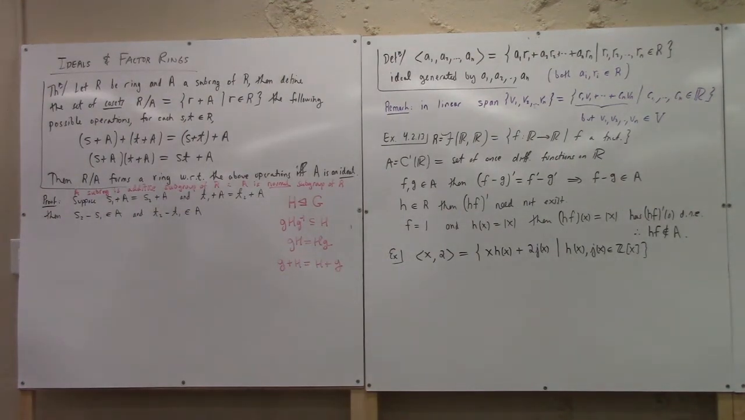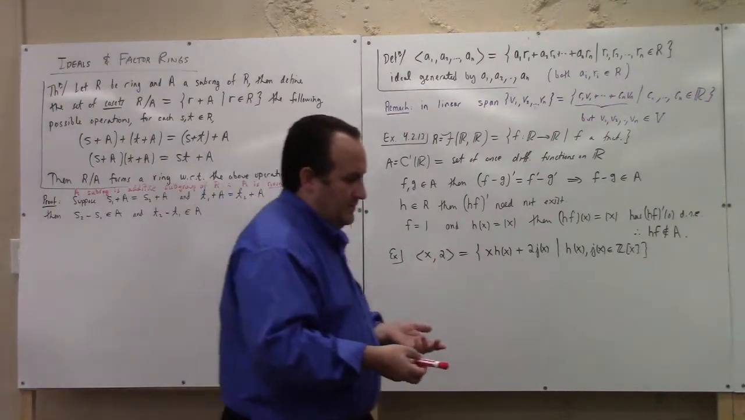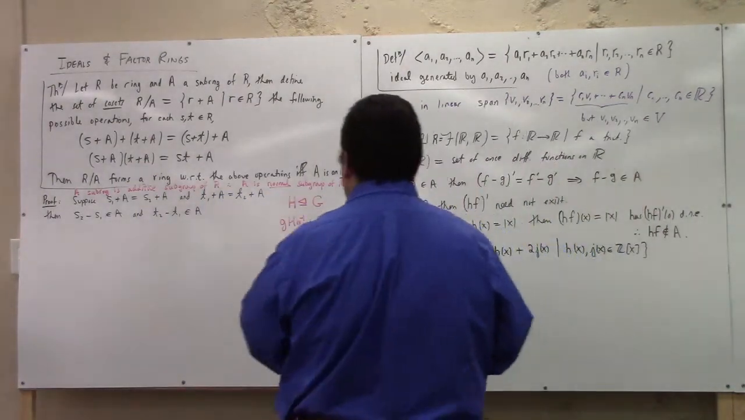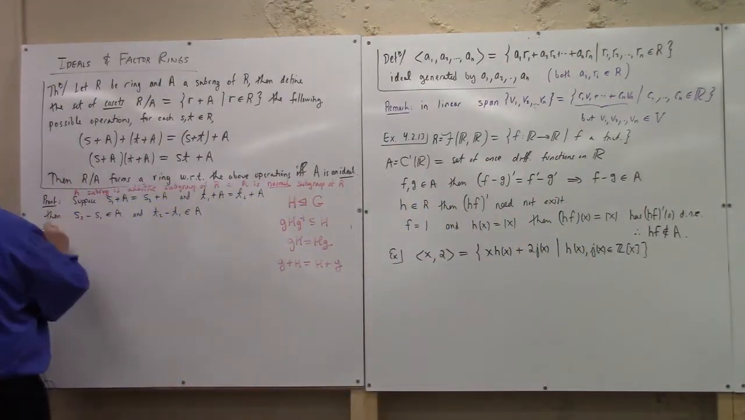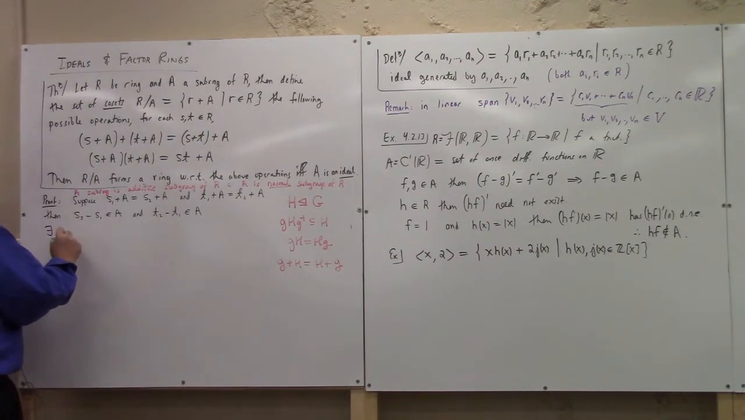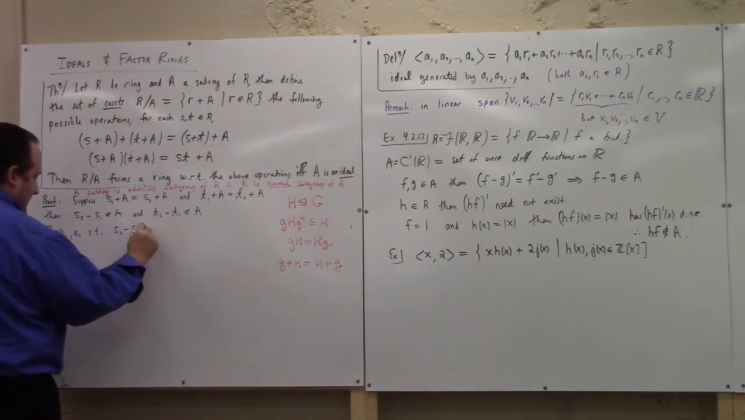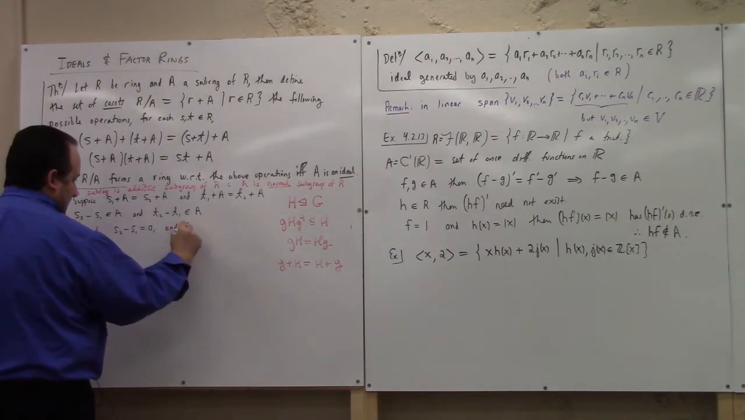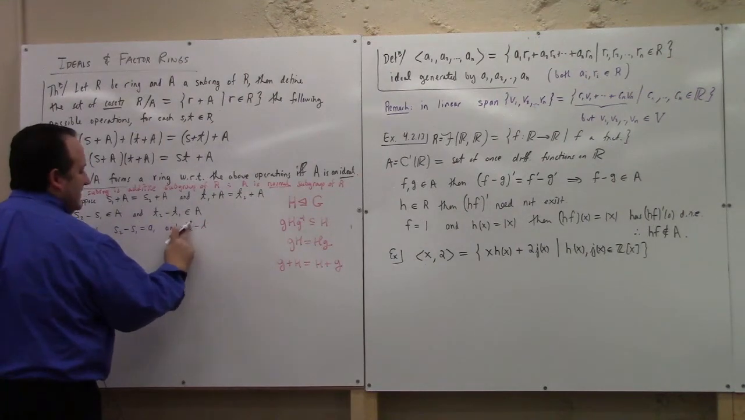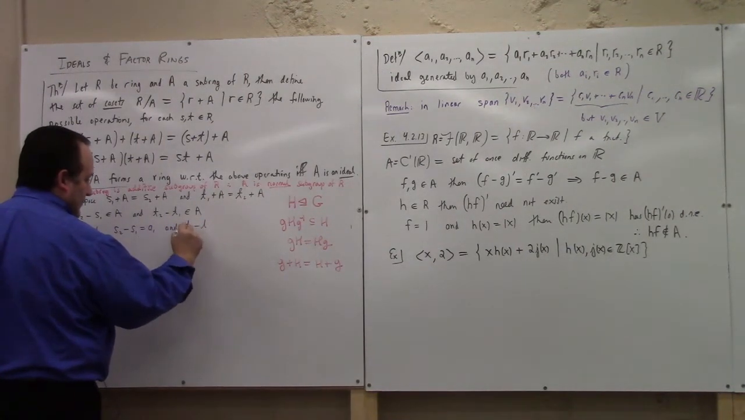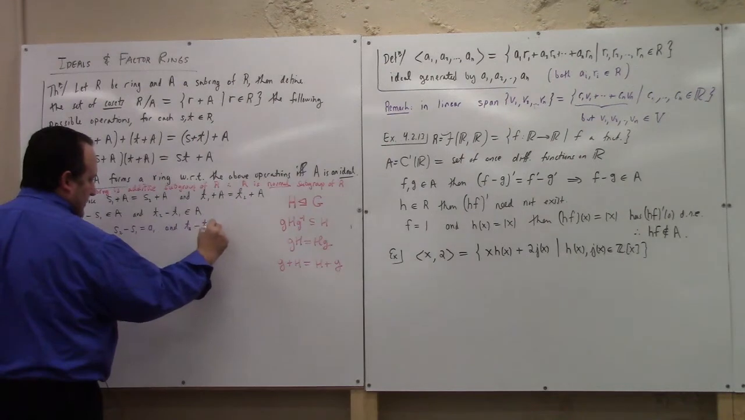Now, if you don't believe me, prove that it's true. You can prove that the only way these cosets are equal is if the difference of the representatives is in the ideal, in this case, all right? Okay, so this means that there exist A1 and A2 such that S2 minus S1 is equal to A1 and T2 minus T1 is equal to A2, right?